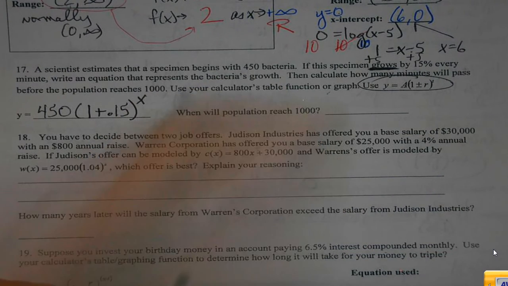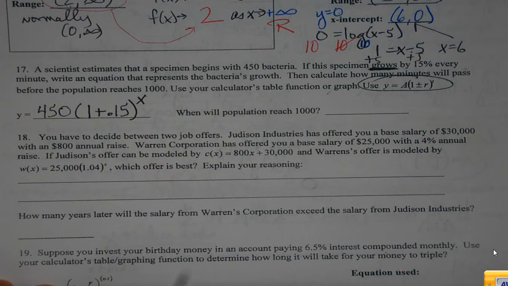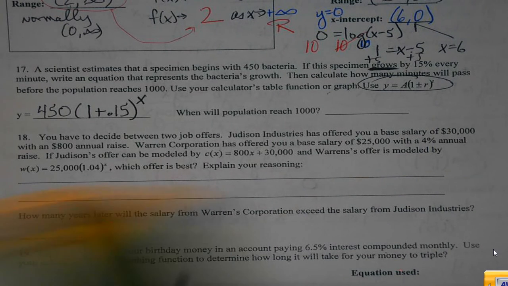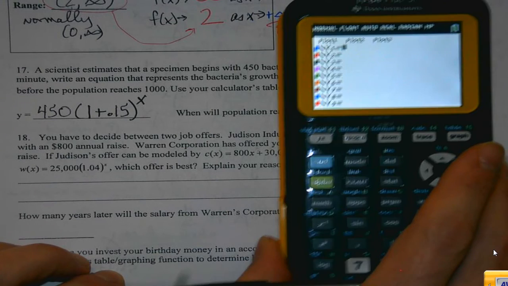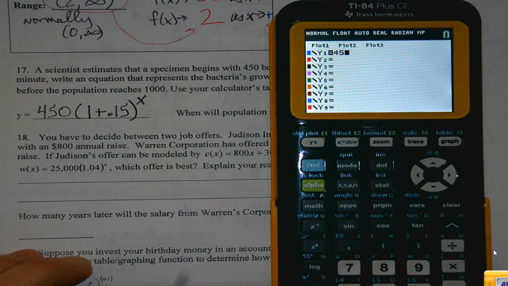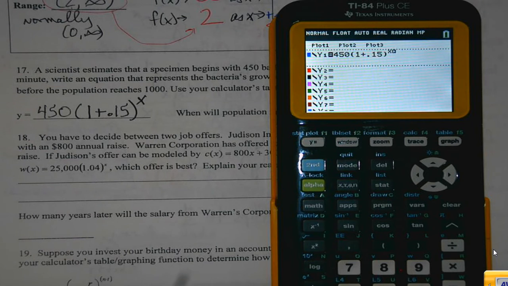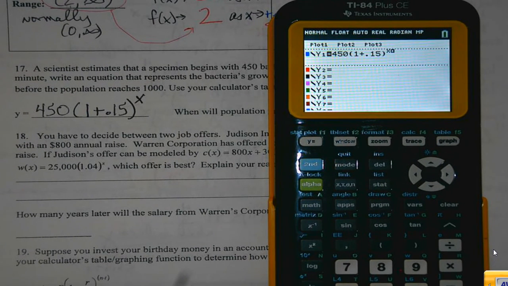And then we don't know the time, so I can put t or I can put x there. Okay, that's my equation. When will the population hit 1,000? Well, now that I've got an equation to work with, again, make sure that you get your parentheses, that you're using plus, that you did 0.15 and not 15.